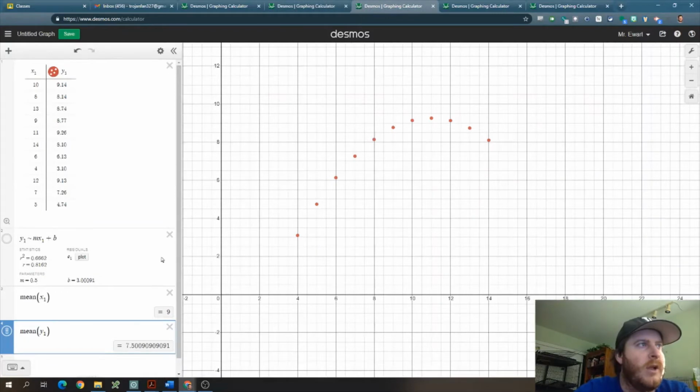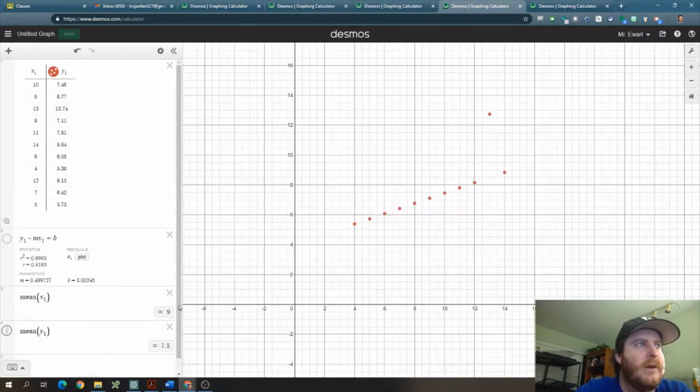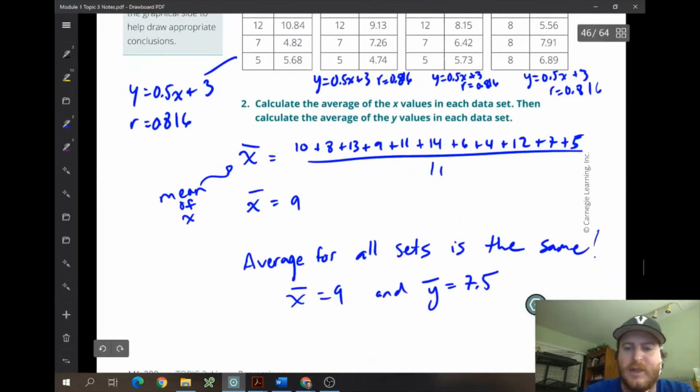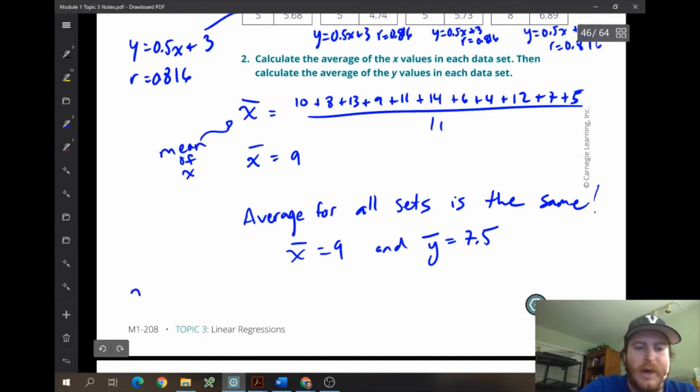So I did this for all of them. I got 9 and 7.5, 9 and 7.5, and 9 and 7.5. So all 4 of these data sets also had the same average for our x and for our y. Now you'll notice I wrote this a little bit differently. I wrote this with the x with the bar over the top. That is just the mathematical symbol for the mean of x. So whenever you see x bar like that, that means the average or the mean of x.